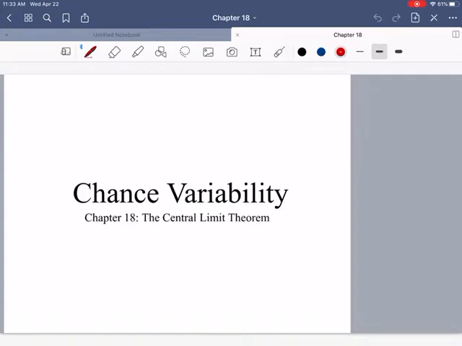Okay, chapter 18, it's a pretty quick chapter. It won't take you too long to get through this one. It's pretty easy stuff. It's very similar to the law of averages.